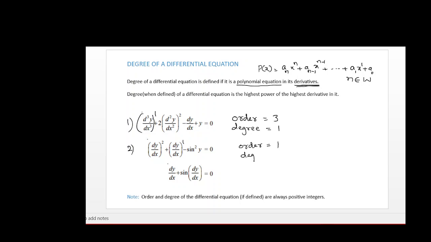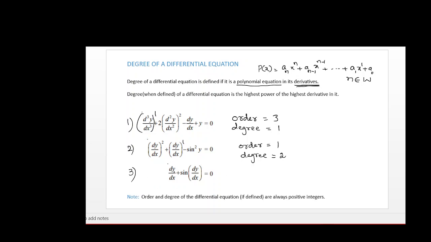And the degree will be the highest power of the highest derivative. The highest power here is 2. Here also it has power 1. Here it has power 2. The highest power here is 2. So the degree of this differential equation is 2.